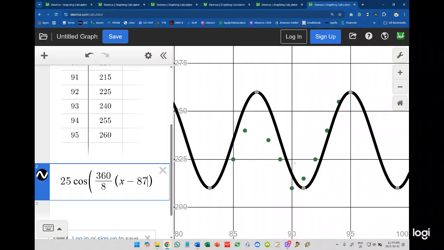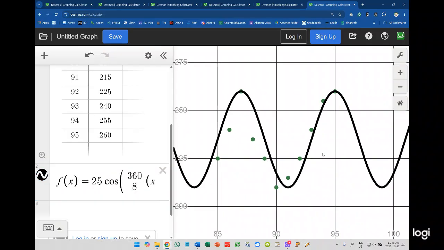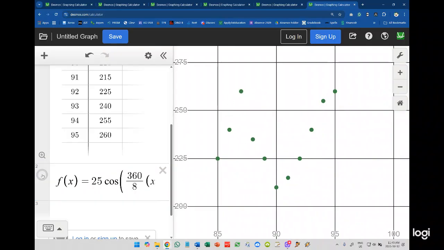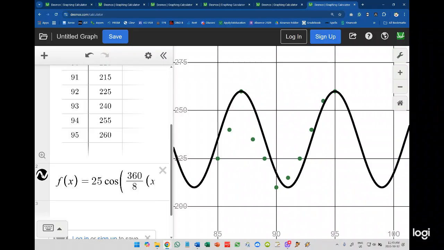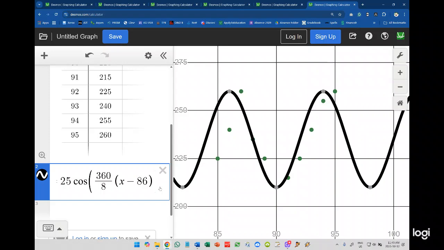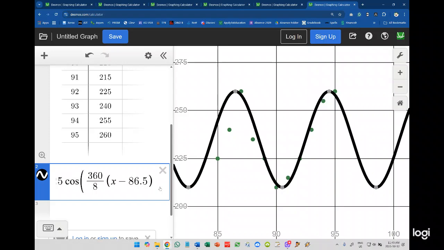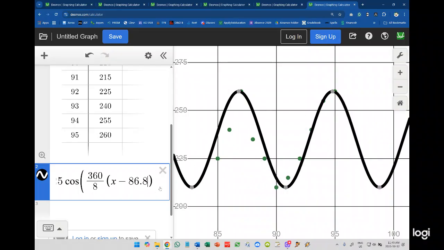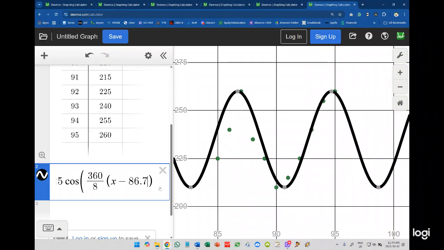Okay, and here's the question. Does that come anywhere close to modeling the data accurately? And the answer is not particularly. Maybe if we tried to move it over a little bit here, change this to an 86. Our peaks miss, 86.5 maybe? 86.8, I don't know.